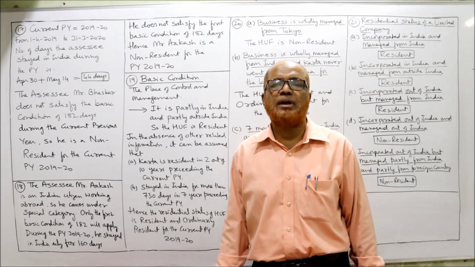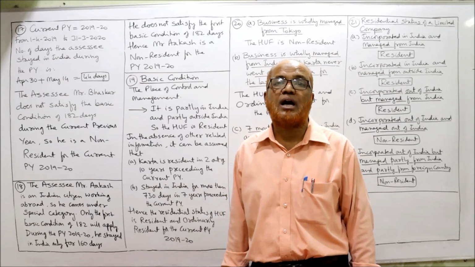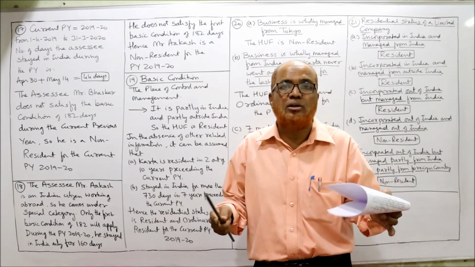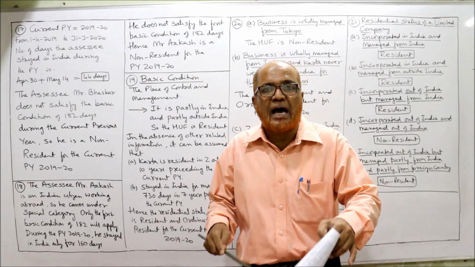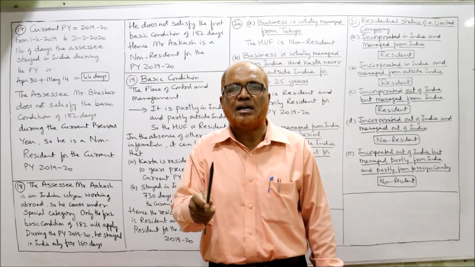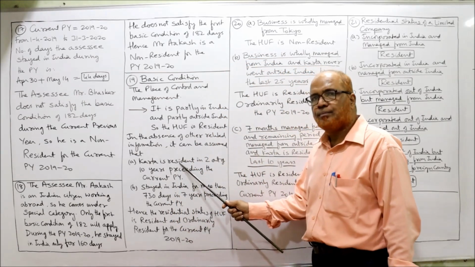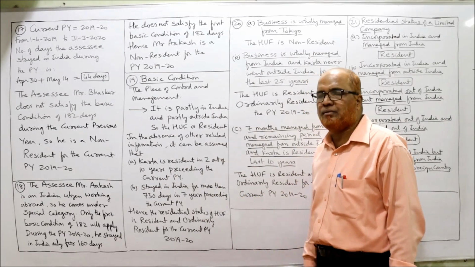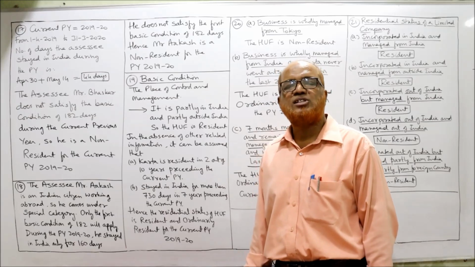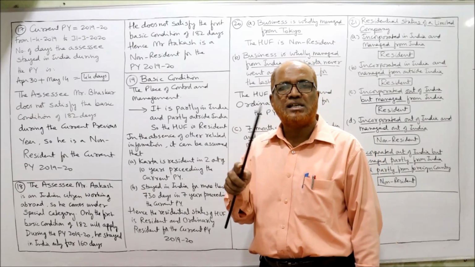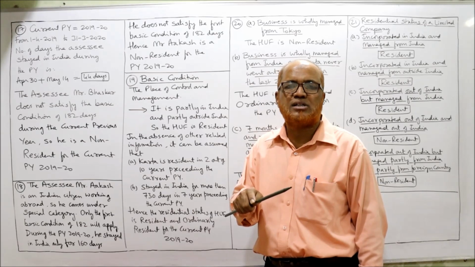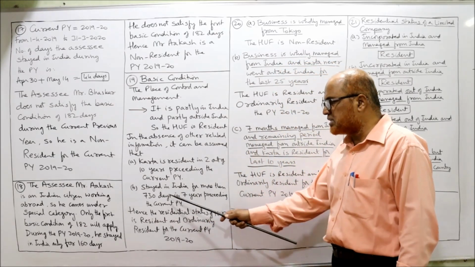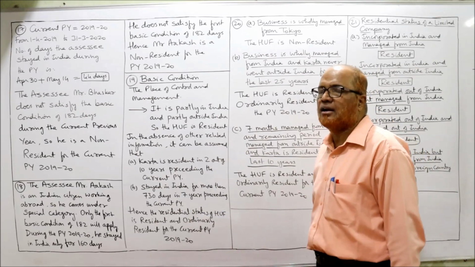Now, other information is not given in the problem regarding the status of Karta. Whether Karta satisfies both the additional conditions or not is not given in the problem. So we'll make the assumption. What assumption? Karta satisfies the first additional condition, that he is a resident in 2 out of 10 previous years preceding the relevant previous year. Second, he stayed in India for more than 730 days in 7 years preceding the current previous year.